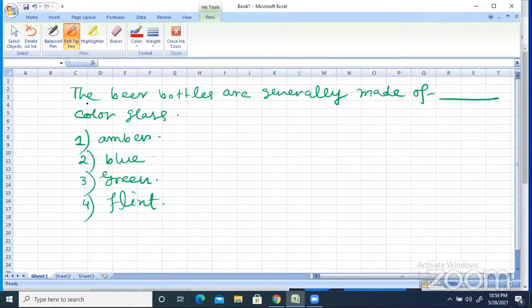And there are 256 shades of color in each. That color cube, have you studied that hue, saturation, and chroma? Flint is also a color. Okay, your correct answer will be amber. Next one.